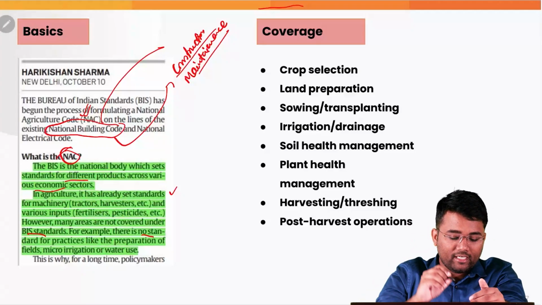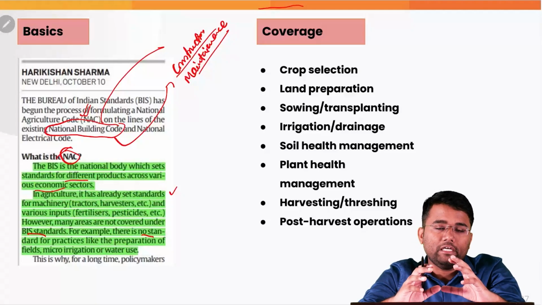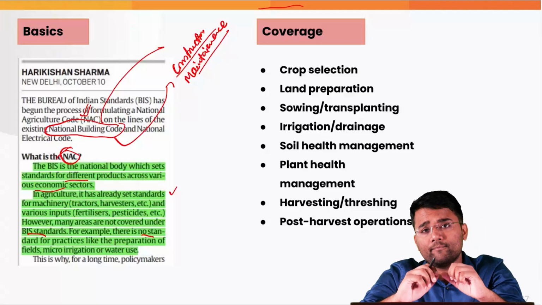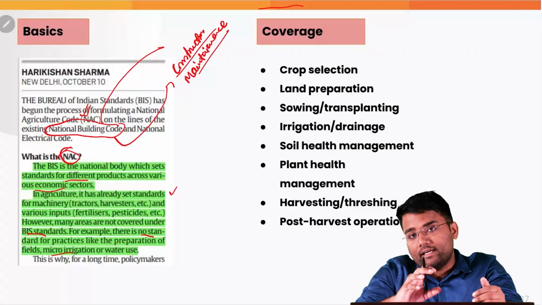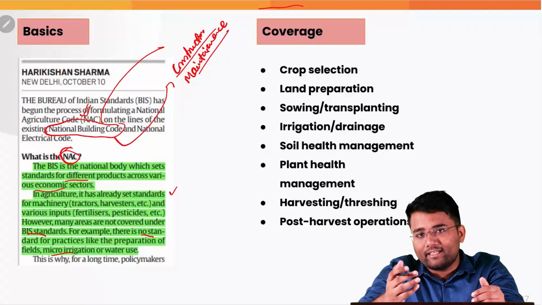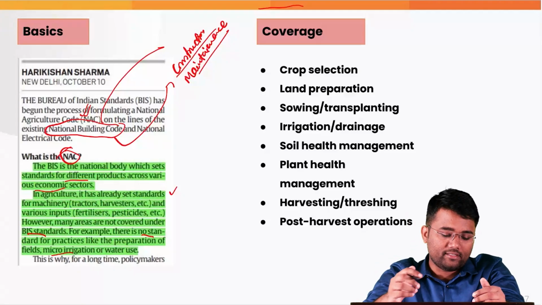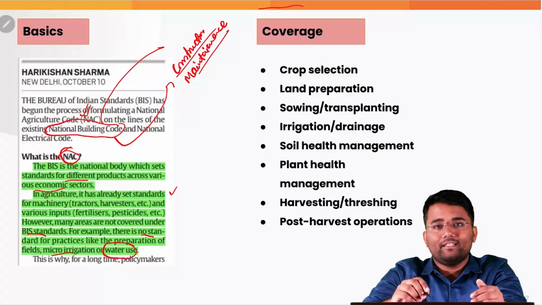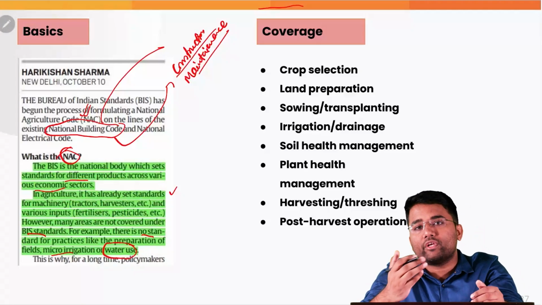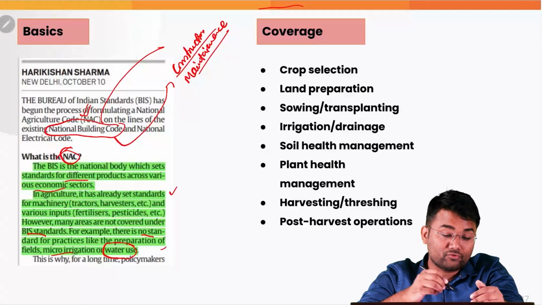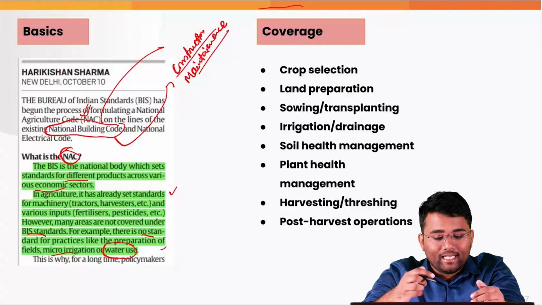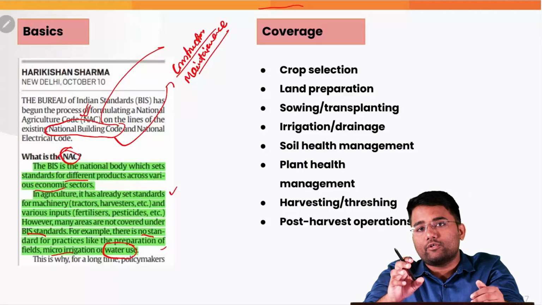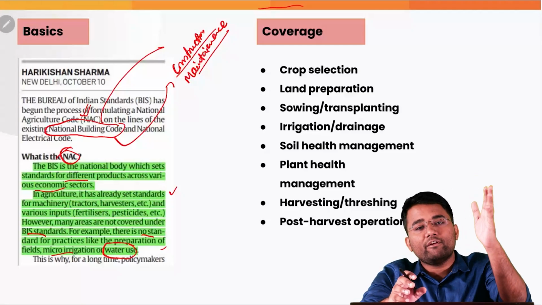For example, there is no standard for practices like the preparation of the field, how the field should be prepared, how much tillage should be done, etc. Then there is no standard as such for micro irrigation and precision agriculture techniques like drip irrigation, sprinkler irrigation, etc., or for water use, in what amount and at what frequency water should be used. All that information is not available in a standard format. So farmers are using it according to their own whims and fancies. And that is why, if there is a National Agriculture Code, farmers will have one framework that they will be following.